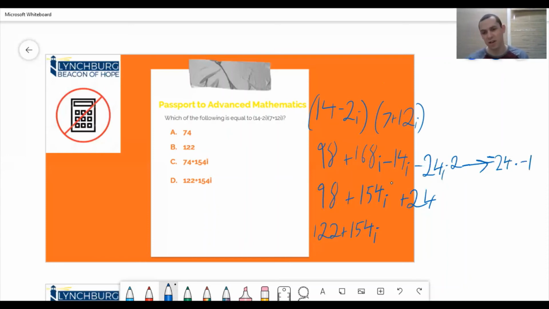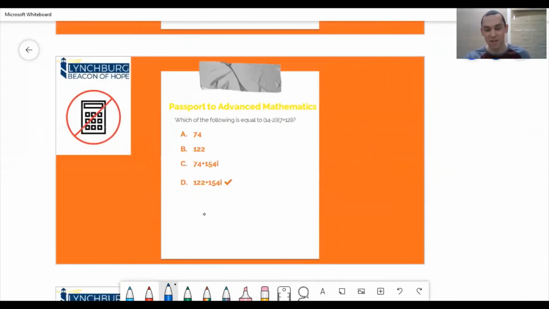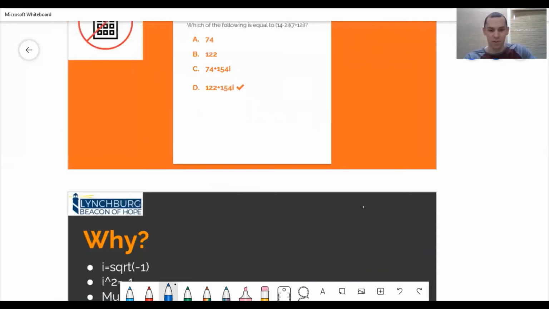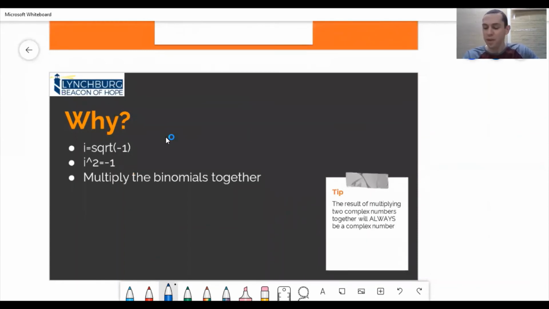D says that's right. So let's go down to the next slide to make sure I did all that properly. It is, D is correct. 122 plus 154i was the correct answer. So we did all that work right, which is good. And like I said, i is the square root of -1, and i squared is -1, which were the two primary things you had to know.